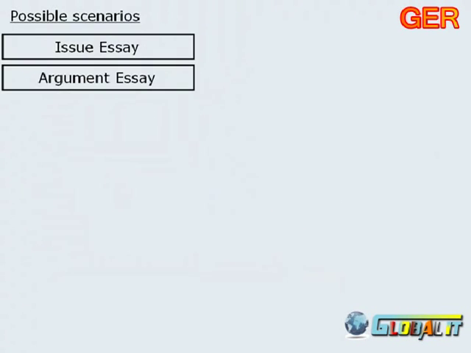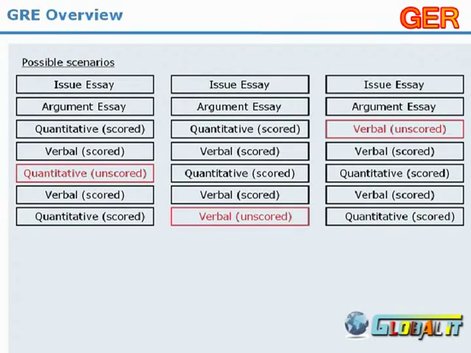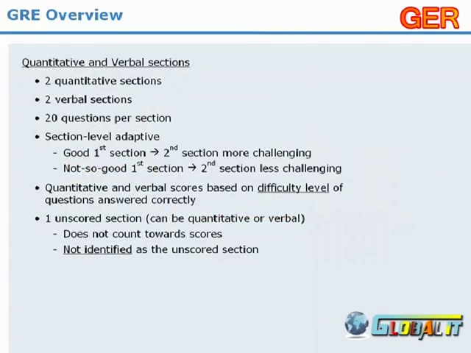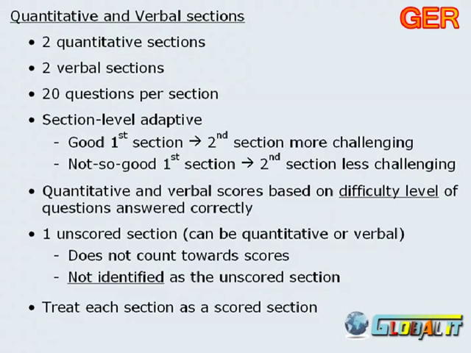So, following the 2 essays in the analytical writing section, the 5 math and verbal sections can appear in any order. So on test day, your test could look something like this, or like this, or like this, and so on. Since it's impossible to determine whether or not a section is an unscored section, it's crucial that you treat each section as though it counts. In other words, put your best effort towards completing every section.